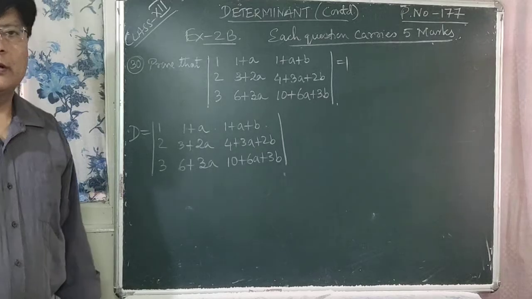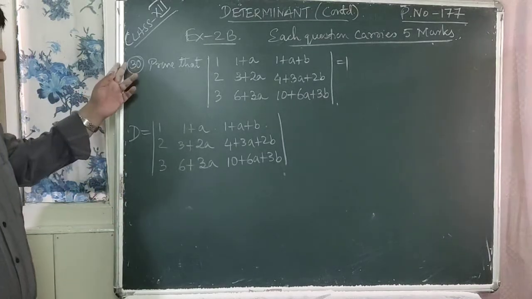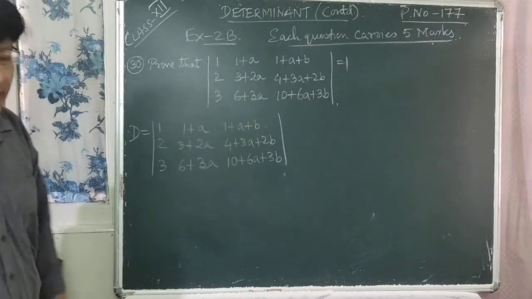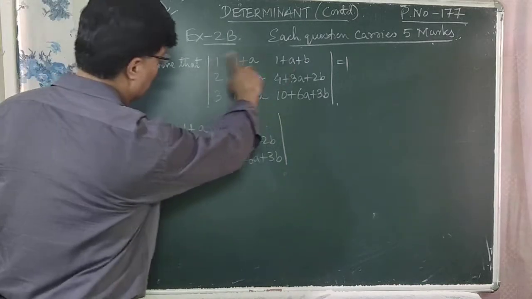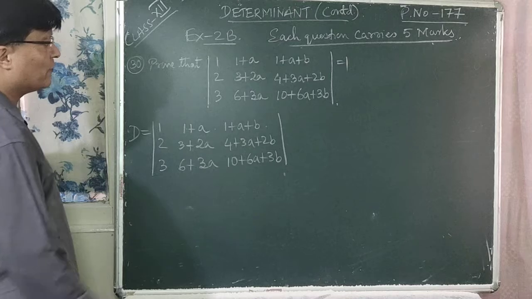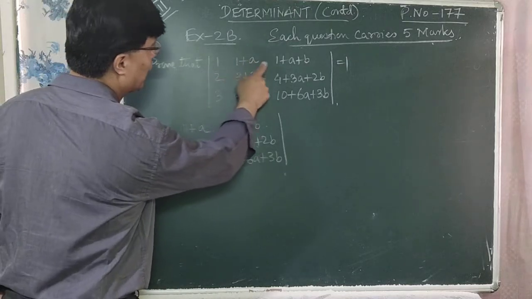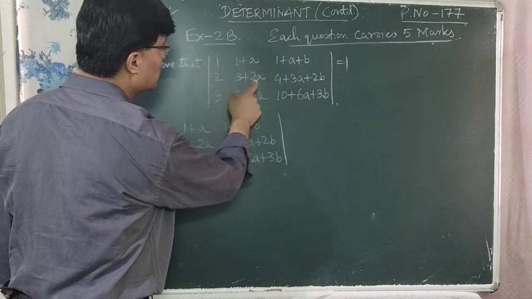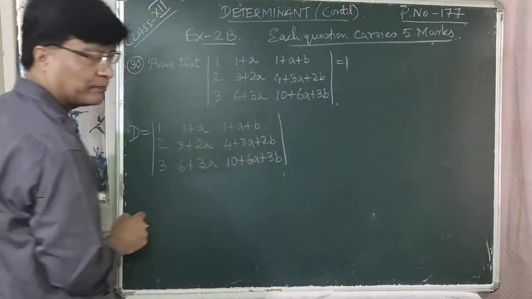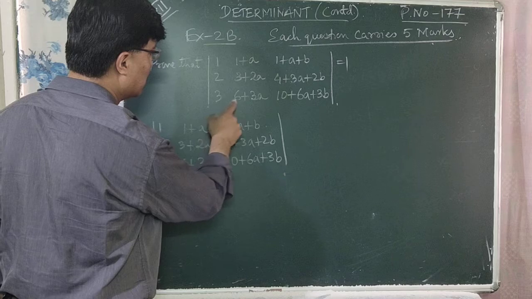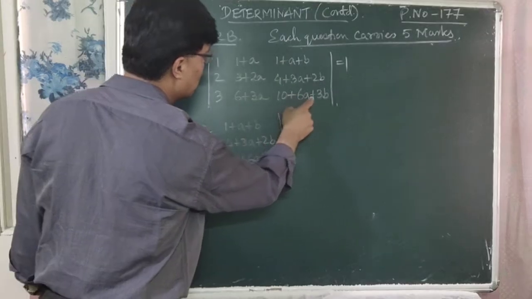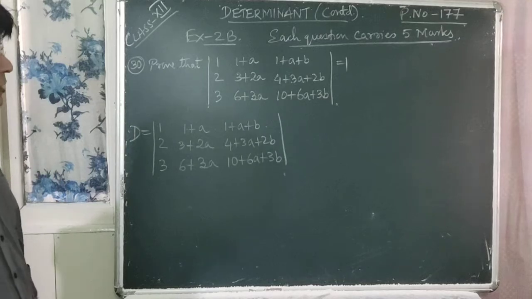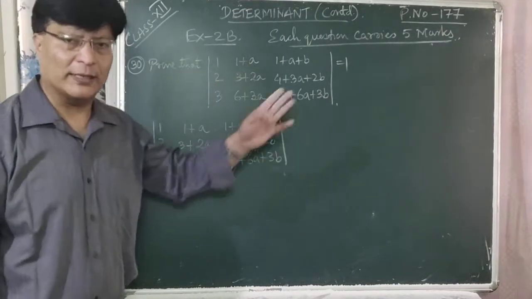Now we will do the next question, question number 30. Here also you have to prove that this determinant is equal to 1. It is a third order determinant. The first row is 1, 1 plus A, 1 plus A plus B. The second row is 2, 3 plus 2A, 4 plus 3A plus 2B. The third row is 3, 6 plus 3A, 10 plus 6A plus 3B. That is the given determinant, and you have to prove it is equal to 1.